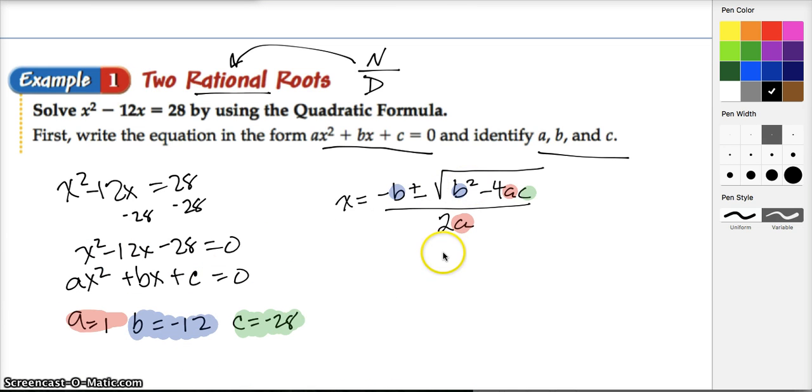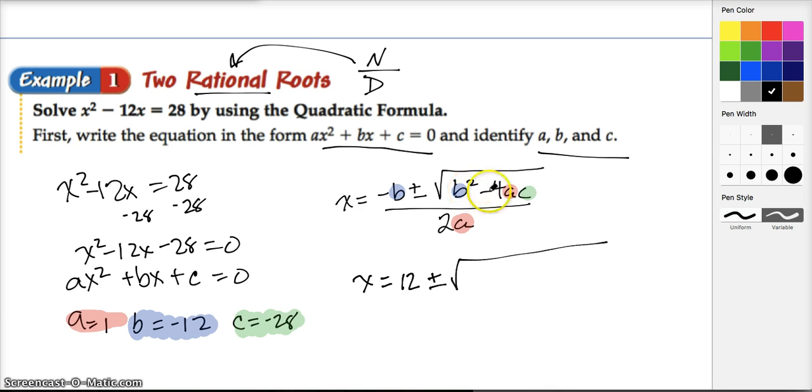And with some color coding, I can see where I'm going to place what in order to find my solution. So negative b means the opposite of whatever b is. Since b is a negative 12, I'm going to put a positive 12 plus or minus b squared.